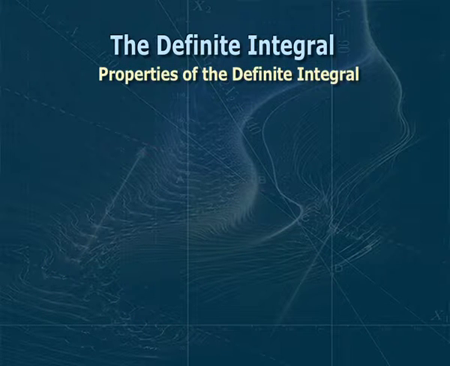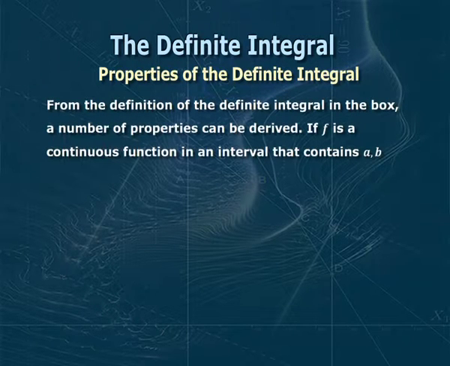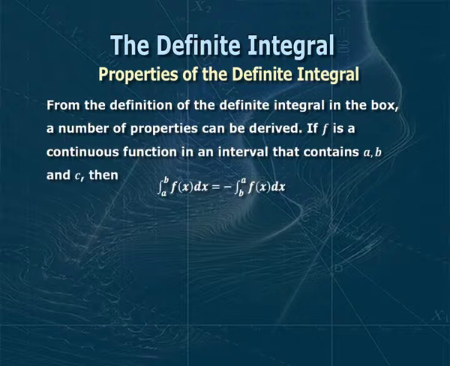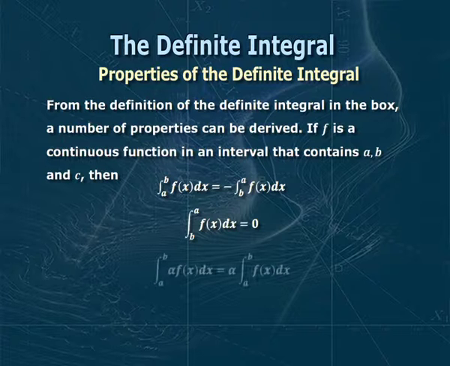Now friends, let us have a look at some properties of the definite integral. From the definition of the definite integral in the box, a number of properties can be derived. If f is a continuous function in an interval that contains a, b and c, then the integral of f(x) dx from b to a is equal to minus the integral of f(x) dx from a to b. The integral of f(x) dx from a to a is equal to 0.